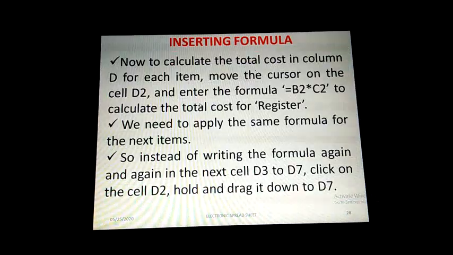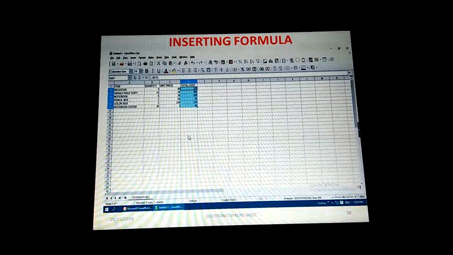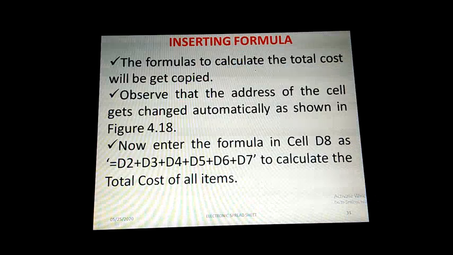This is one of the advantages of this autofill handle. Okay, that plus symbol indicates that it is an autofill handle. It automatically fills the remaining cells' formulas. So instead of writing the formula again in the next cells D3 to D7, click on cell D2, hold and drag it down to D7. Okay, then the formulas to calculate the total cost will get copied in the other cells also. The address of the cell gets changed automatically for all the other cells also.